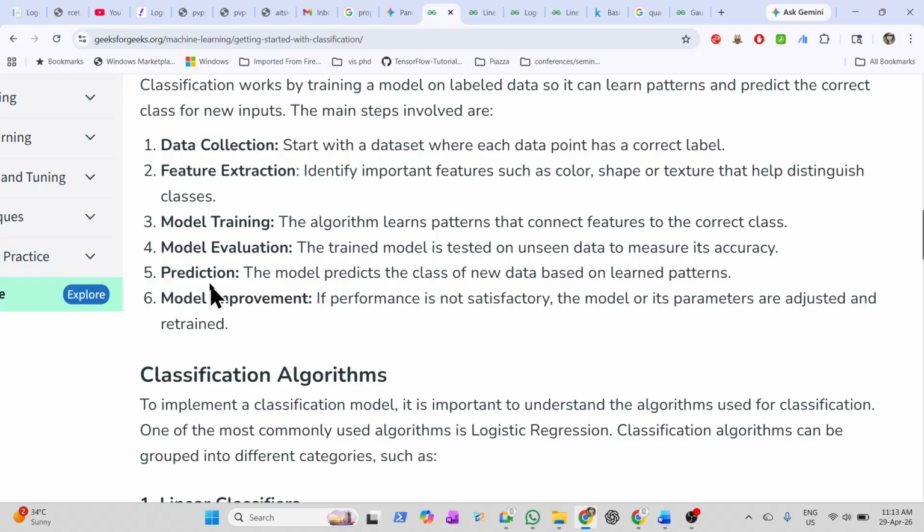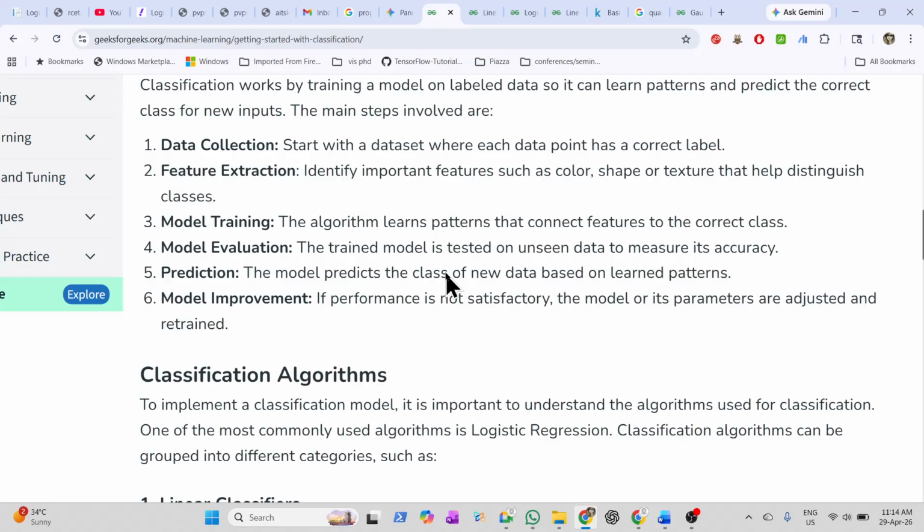So as I told you earlier, some of the books, some of the articles, they may not follow the same number of steps. There is no standard number of steps that define our classification process or data science process. However, these two mean the same. While evaluating, you also make predictions, and you observe its accuracy.